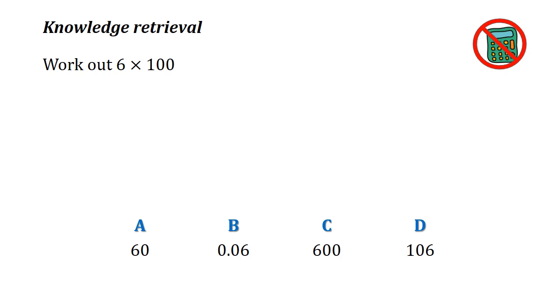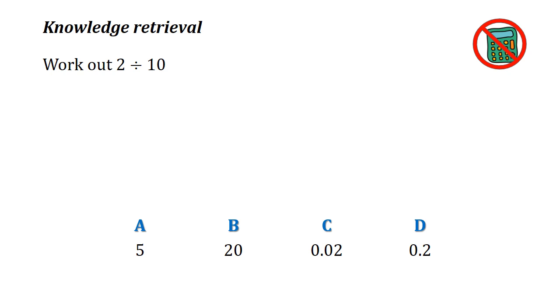Beginning with some knowledge retrieval of multiplying and dividing by powers of 10. So what's 6 times 100? The answer you should have got is C, because to multiply a number by 100, we need to shift every digit 2 columns to the right in our place value table, 600.